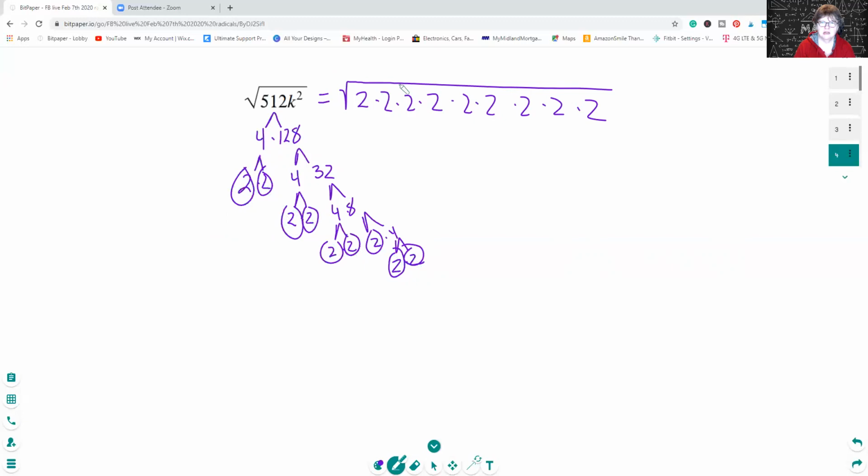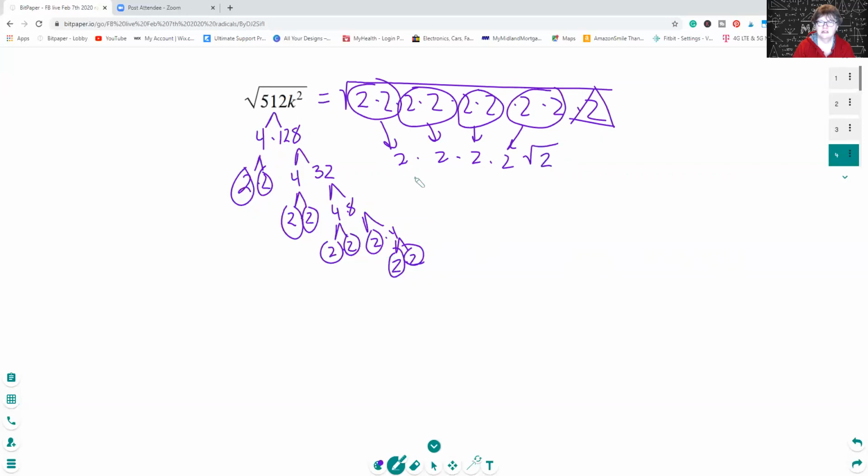Okay, and then I'm going to get my pairs. So I have a pair of 2s, another pair of 2s, another pair of 2s, another pair of 2s, and that little 2's got to stay home and watch Netflix. Okay, so it comes out as a 2 times another group of 2 times another group of 2 times another group of 2, and this little lowly guy has to stay home and watch Netflix under the radical.